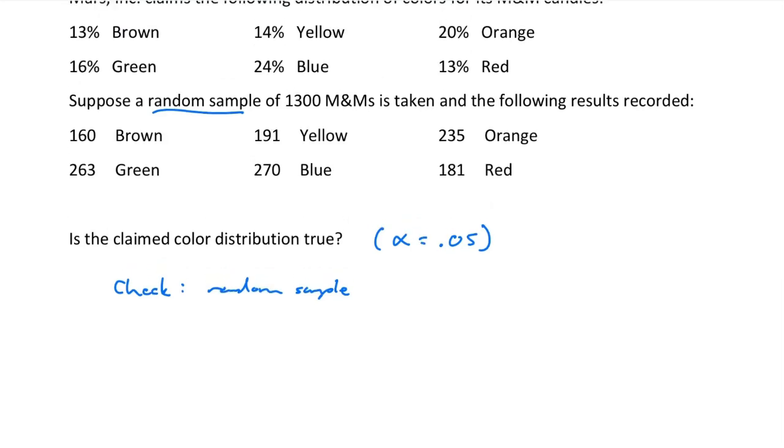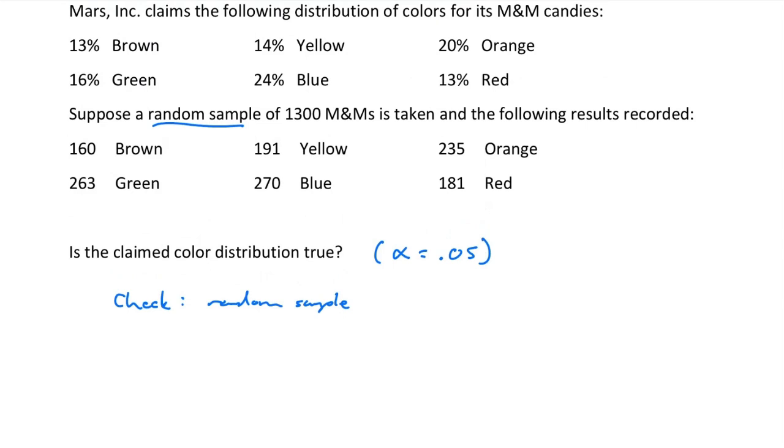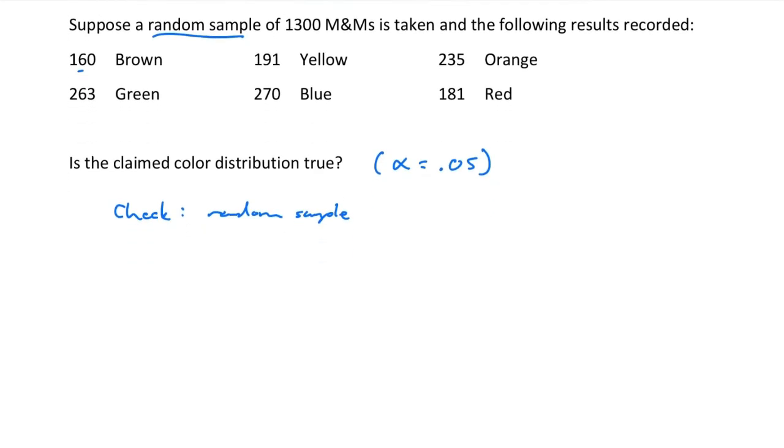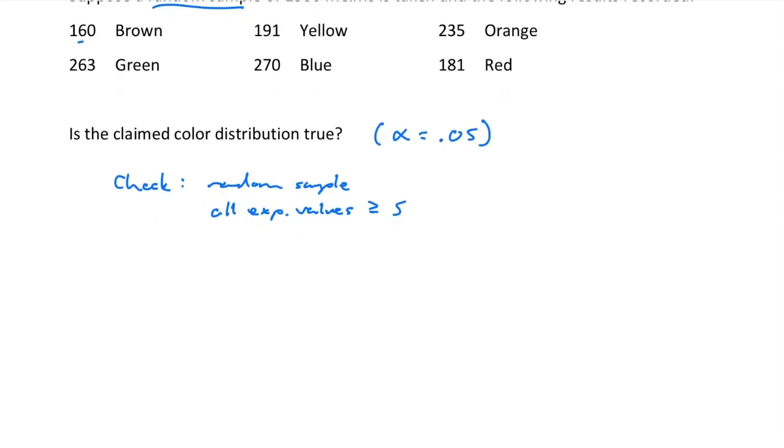But the other thing is, if you look at the data, we have very large numbers of samples here. We've got 160 brown. In fact, that's the smallest one. It also matches up with the smallest percent of 13. If I take 13% of 160, I'm well over 5. Everything else is going to be even bigger than that. So just from that inspection alone, we know that all of our expected values are greater than 5. But we do want to make sure that that is true. And again, when we get to Excel, I'll show you that clearly they are all greater than or equal to 5.